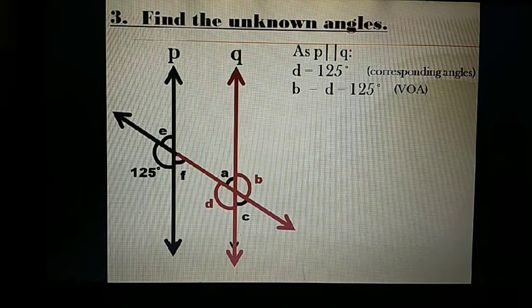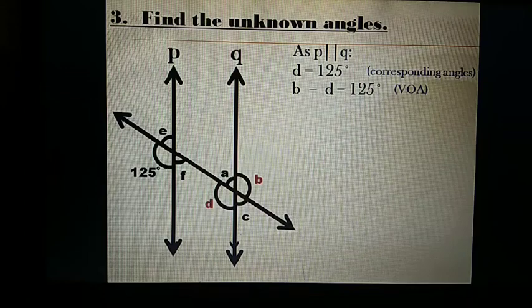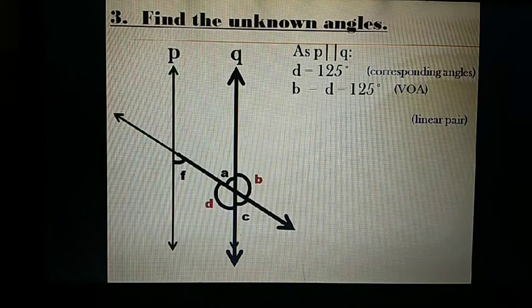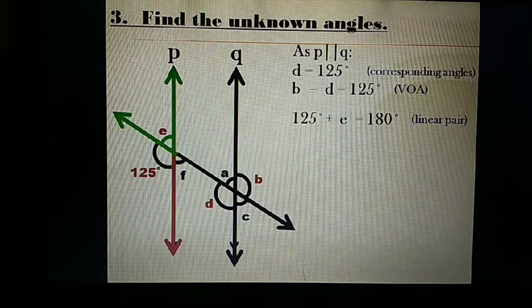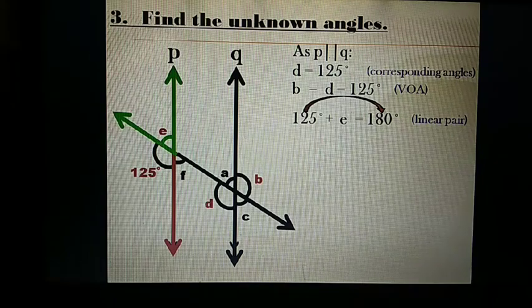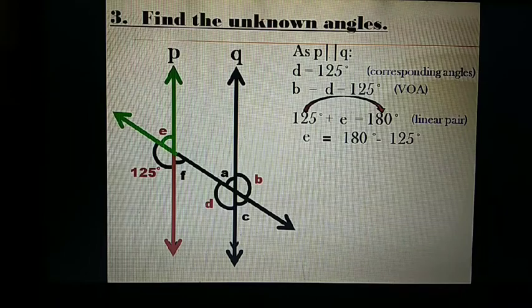Now for the next property, we can take P as a line. The two angles on P are 125 degrees and E. They both will make a linear pair. So add them, you will get 180 degrees. Shift this 125 degrees, you will get the value of E as 180 degrees minus 125 degrees. Solve it. Yes, the answer is 55 degrees.